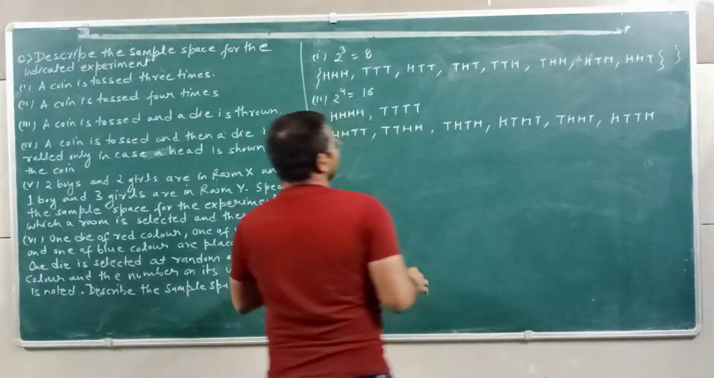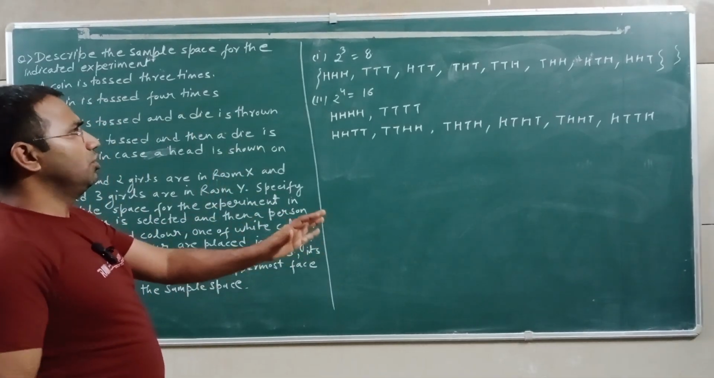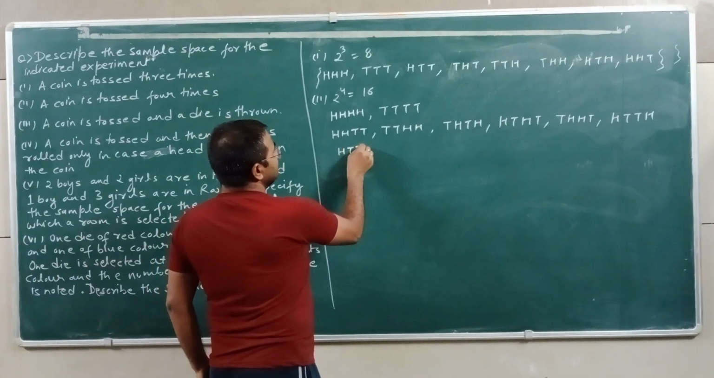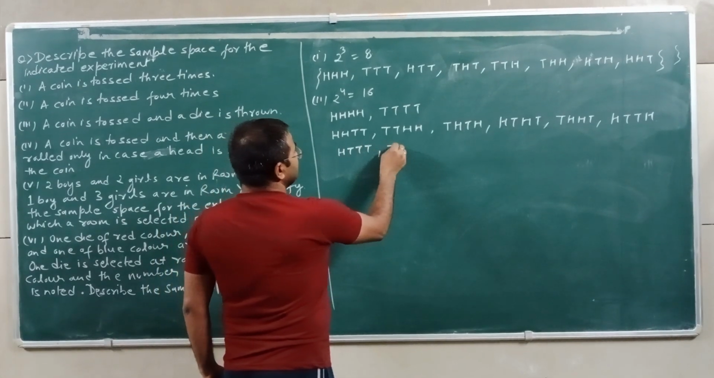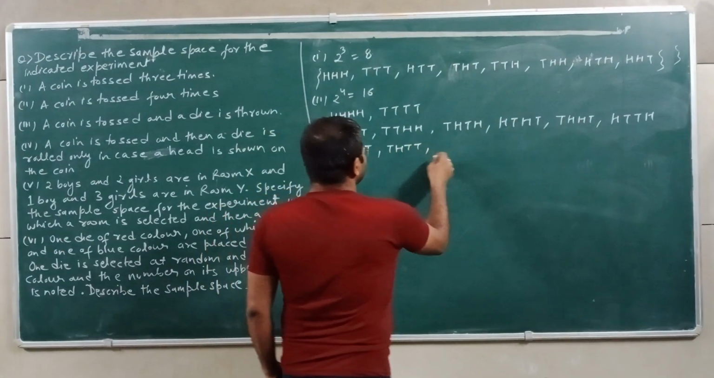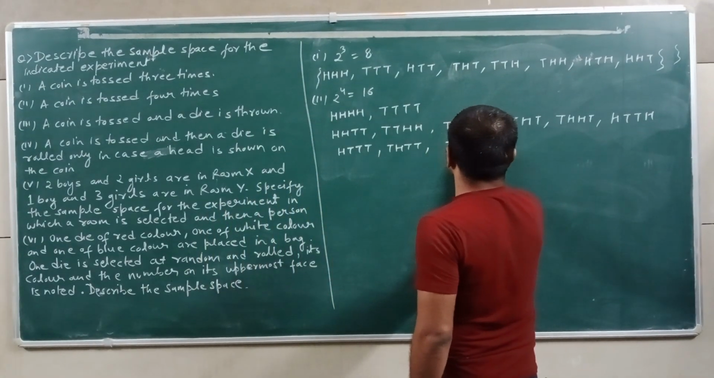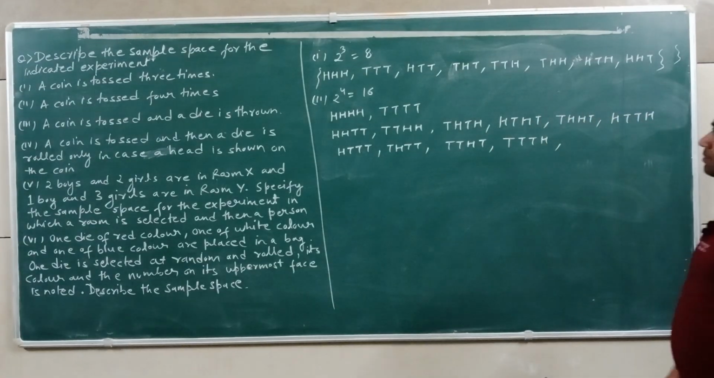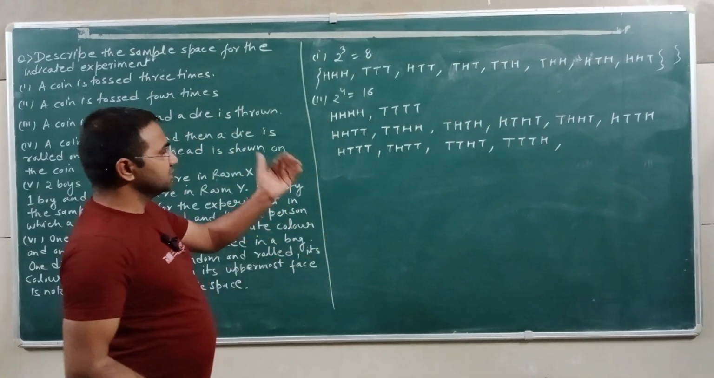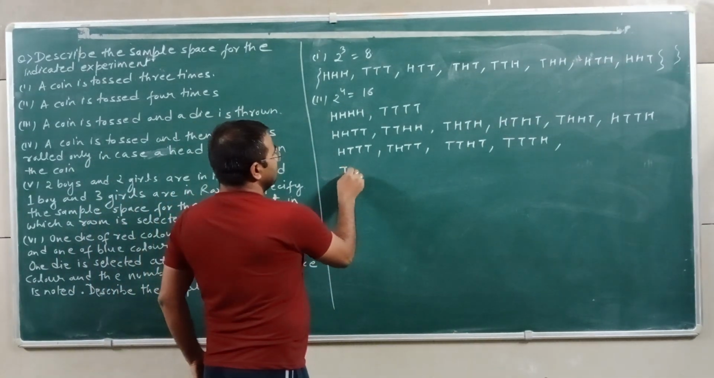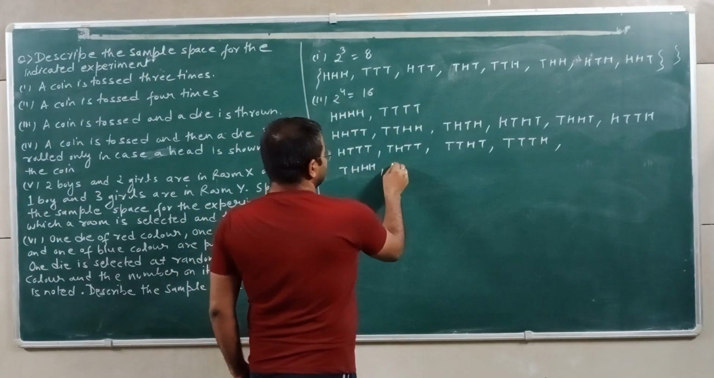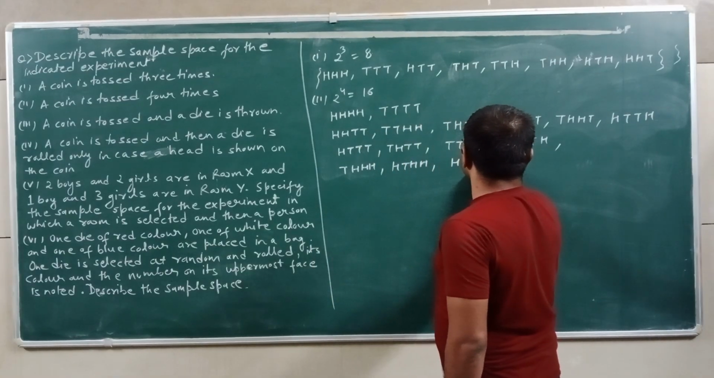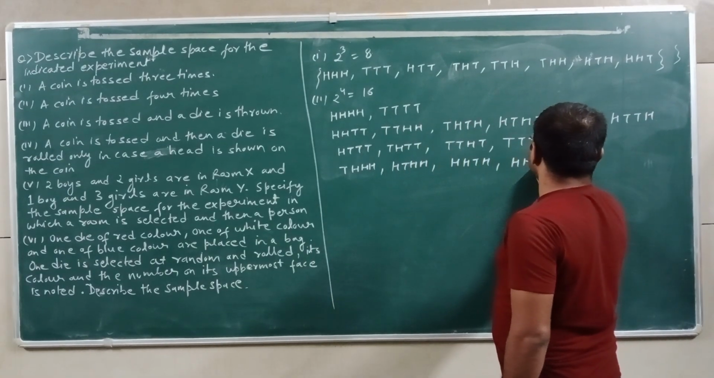And suppose you are making combinations of one head and three tails, or one tail and three heads, how will you make them? H T T T, T H T T, T T H T, T T T H. Okay, now after that, if you are writing three heads and one tail, how will you write? T H H H, H T H H, H H T H, H H H T. You can write.